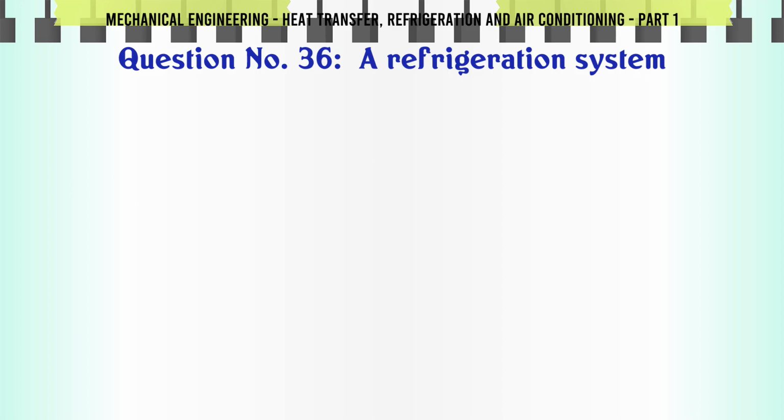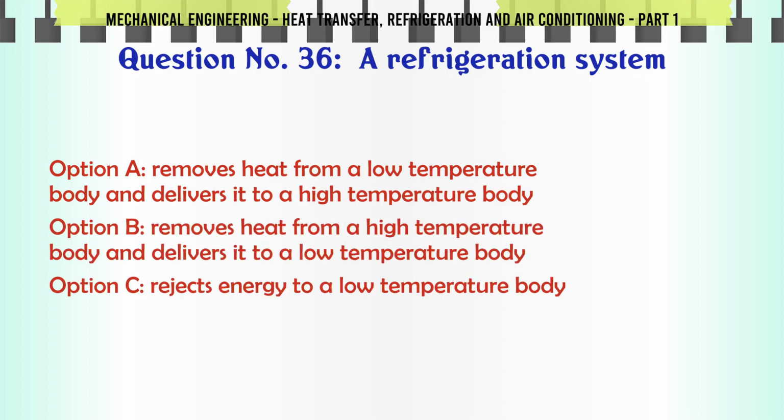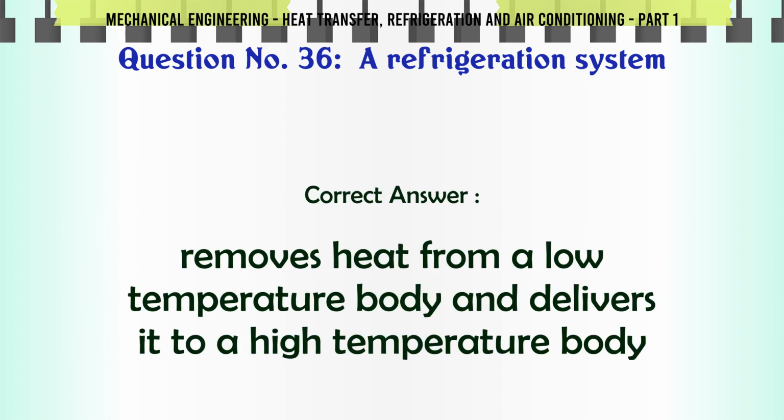A refrigeration system: A. removes heat from a low temperature body and delivers it to a high temperature body. B. removes heat from a high temperature body and delivers it to a low temperature body. C. rejects energy to a low temperature body. D. none of the above. The correct answer is removes heat from a low temperature body and delivers it to a high temperature body.